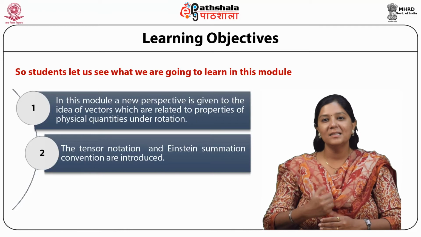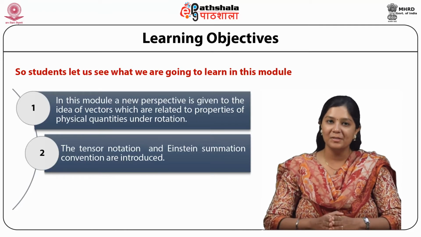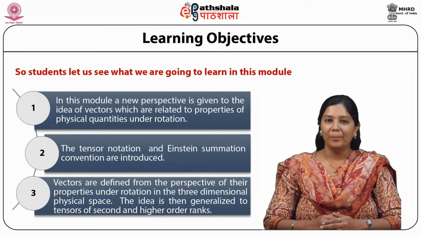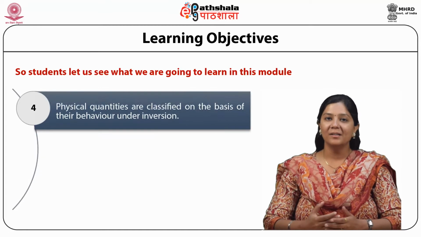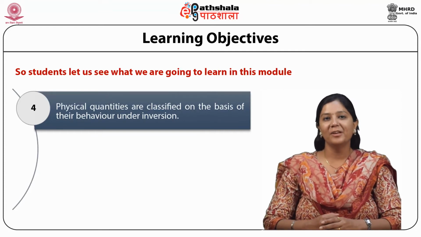Next, the Einstein summation convention, which simplifies the formalism, is introduced. Vectors are defined from the perspective of their properties under rotation in the three-dimensional physical space. The idea is then generalized to tensors of second and higher order ranks. Further classification of physical quantities on the basis of their behavior under inversion of the coordinate axes is also discussed.